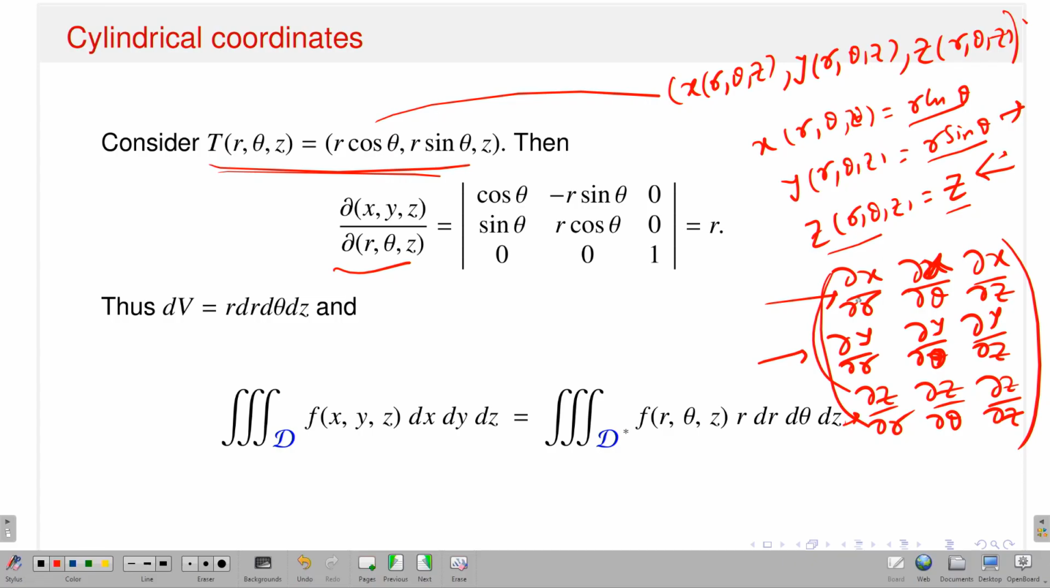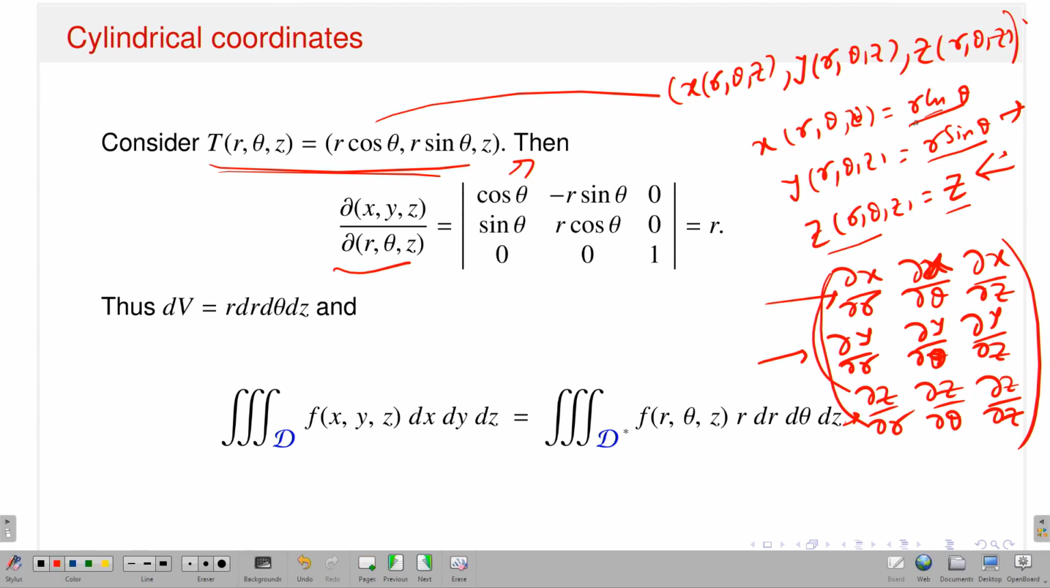You just perform it. So what is del x del r? X of r, theta, z is r cosine theta. So del x del r is cosine of theta, because I am taking the partial derivative with respect to r, so I have to think of theta as constant, that means cosine theta is constant. If I take the derivative with respect to r, this will be 1, so you will have cosine theta.